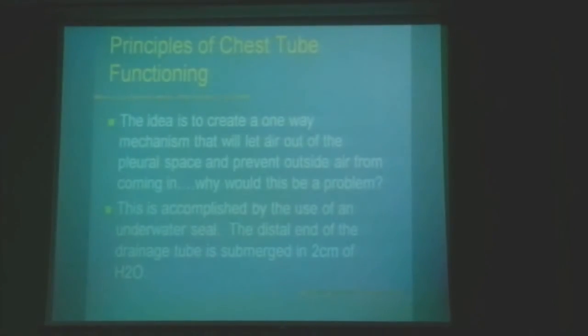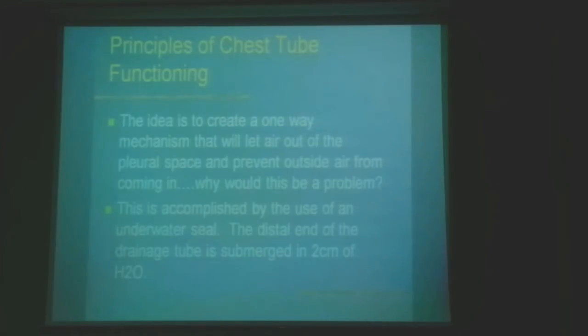Here is the principle. The idea is to create a one-way valve mechanism that will let air out of the pleural space and prevent outside air from coming in. It's like a one-way valve. This is accomplished by the use of an underwater seal. The distal end of the drainage tube is submerged in 2 centimeters of water.